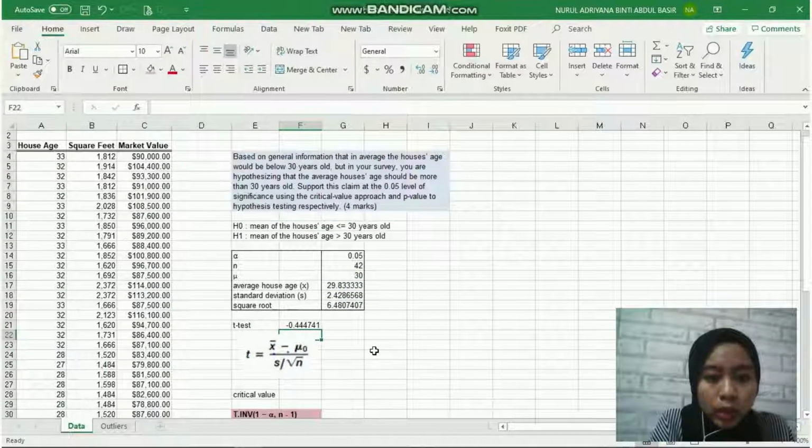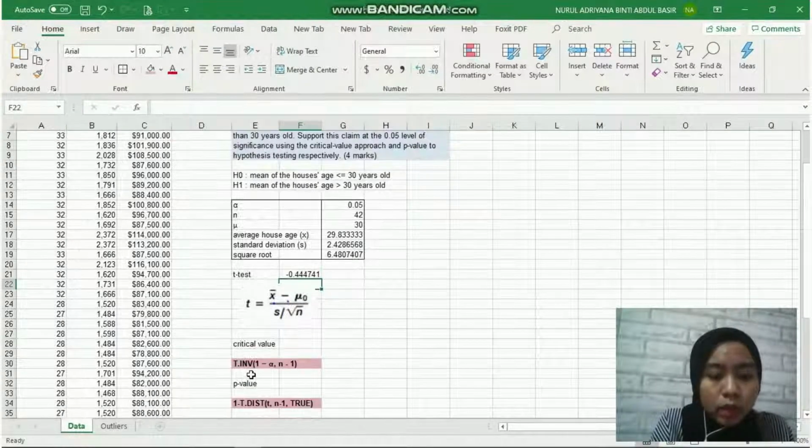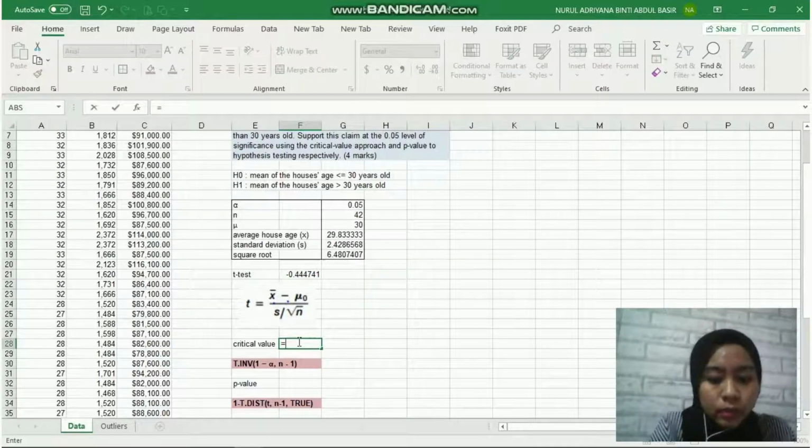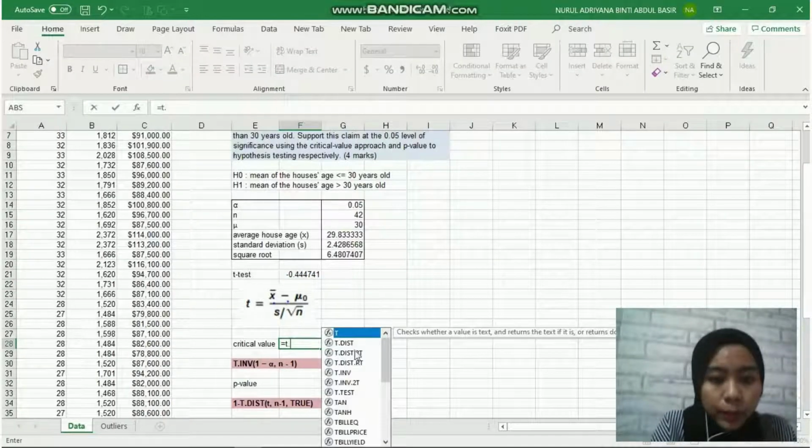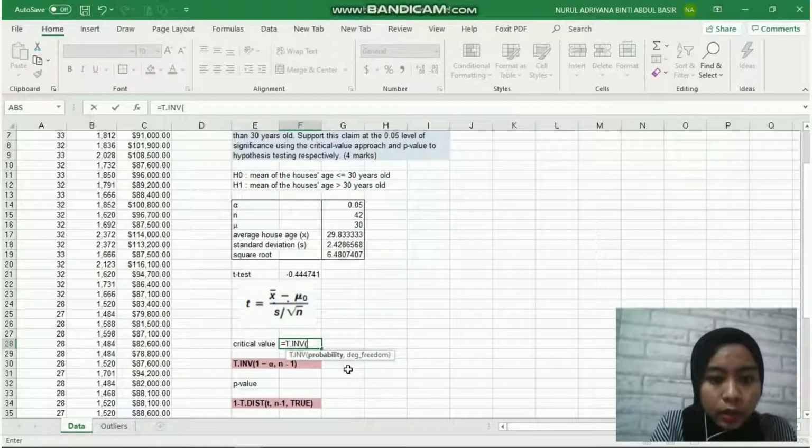Next, we need to calculate the critical value using the formula T.INV, 1 minus alpha, n minus 1. So, T.INV, the probability is 1 minus alpha, comma, n minus 1.